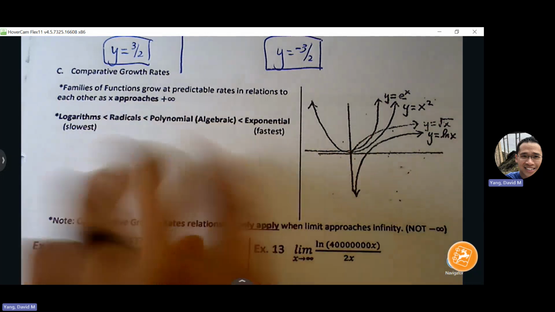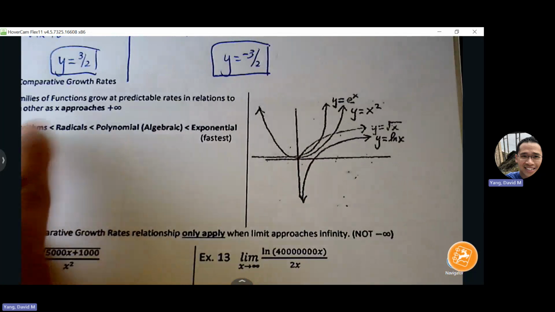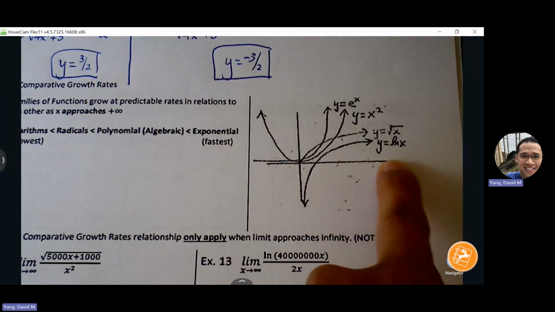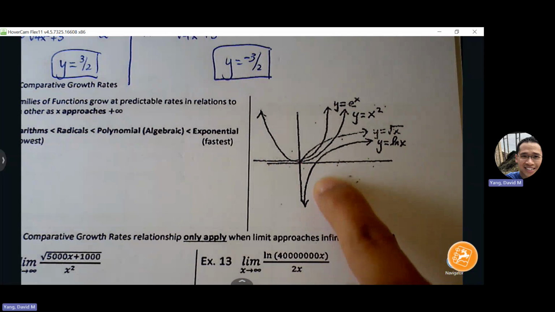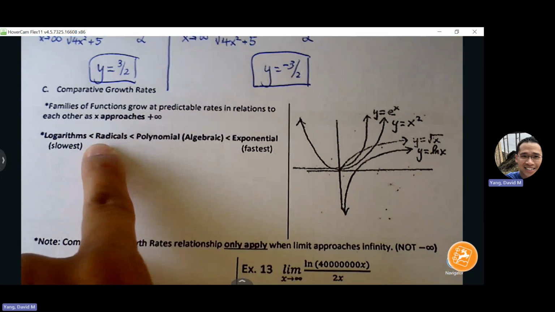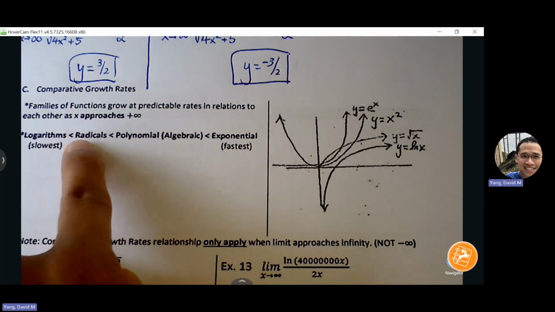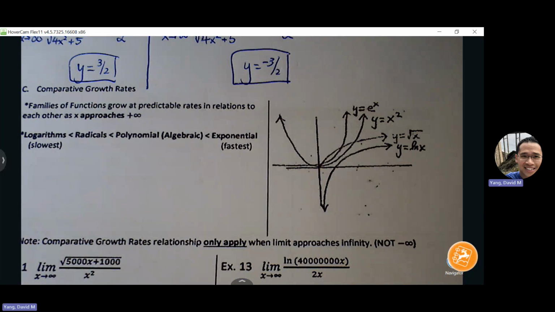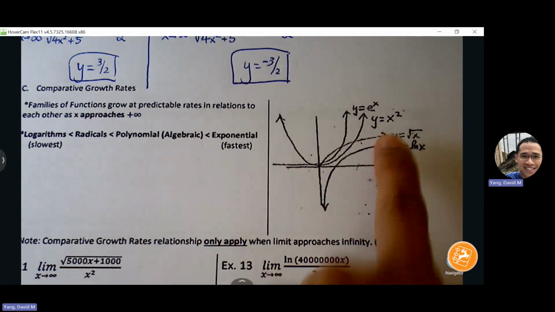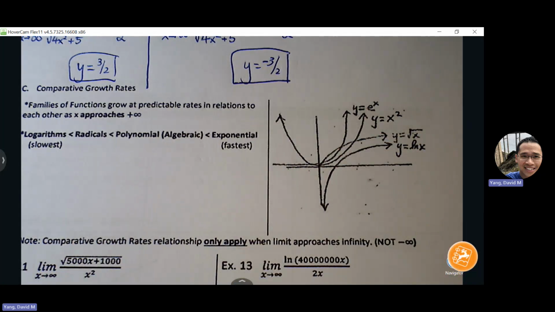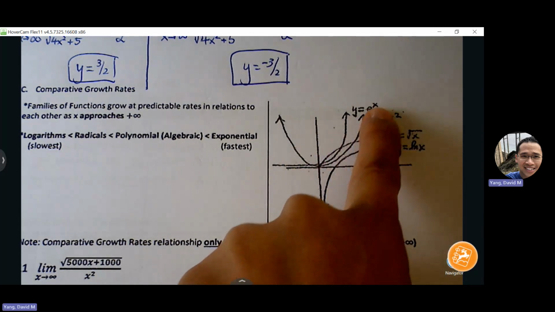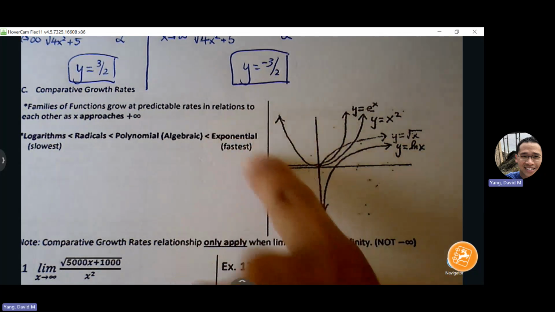So here is the relationship. Logs grow at the slowest rate. So we're just looking at the graph as we move to the right. So natural log here, it's growing towards positive infinity, but in relation to others, it's growing at the slowest rate. Radicals is next up. It's a little bit faster than logs, but it's still kind of inching upwards slowly. Polynomial or algebraic, like x squared, is going to grow at a faster rate than the other two. And then exponential, e to the x, 2 to the x, if I have my variable in the exponent, that is going to grow at the fastest rate.